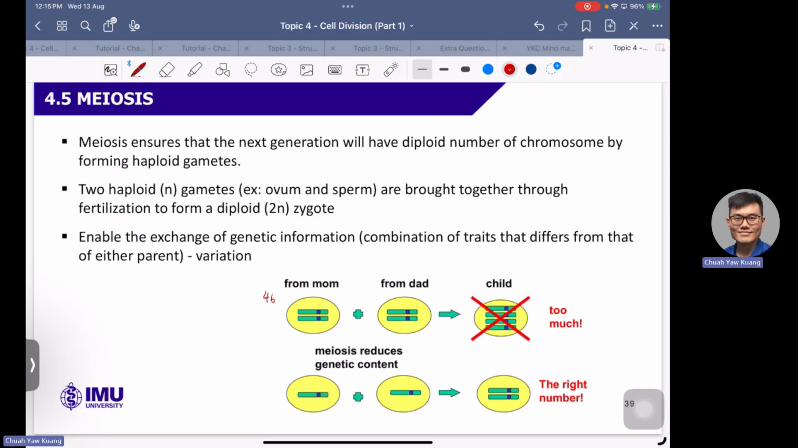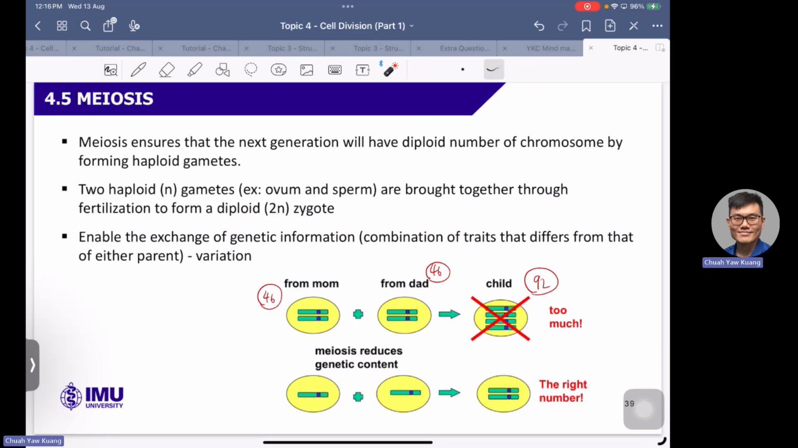So if, let's say, your mother doesn't do meiosis, she does mitosis to produce the gamete, then the ovum from the mother will have 46 chromosomes. The sperm from the father will have 46 chromosomes. Then you will be having 92. Then you become a horse already. Maybe you won't be a centaur, is it? Half horse, half man. Okay? So a different chromosome number means that you will be a different species already. You won't be human beings. Then later you and your wife will produce a son that has 184 chromosomes. That one I don't know, alien or something. It's impossible. Alright? So that's why you need meiosis.